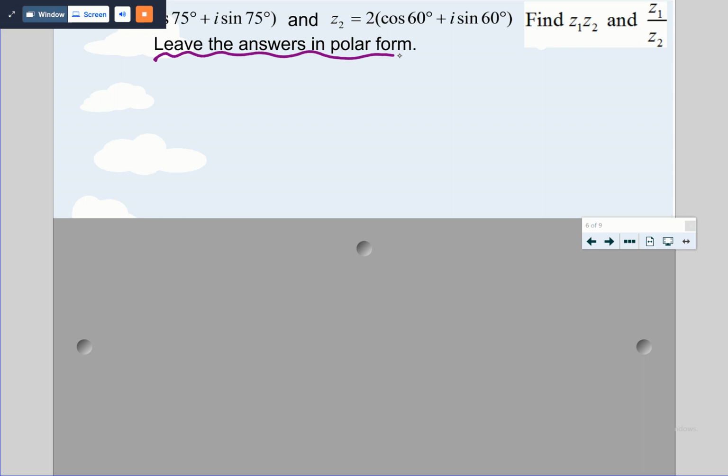Make sure when you're doing Math Excel, you read the instructions really carefully. If it says leave answers in polar form, that's usually a good thing because you don't have to simplify all the way. You can just leave it once you find your angle and your r. If it says put answers in rectangular form, you've got to go a little further and simplify all the way.